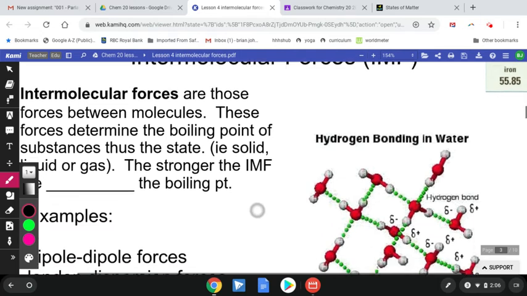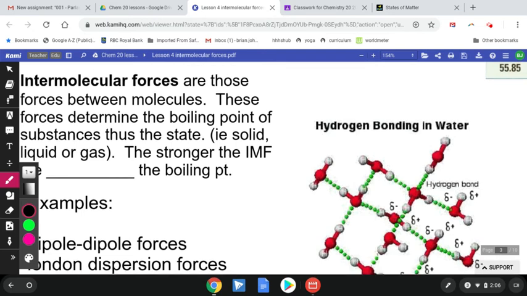So what's going on here? These are the forces that help determine the properties of a substance. So for example, whether it is a solid, a liquid, or a gas at room temperature or at SATP, standard ambient temperature and pressure, that can be predicted by the intermolecular forces. And so can boiling point, melting point, freezing point, evaporation, boiling, condensation.